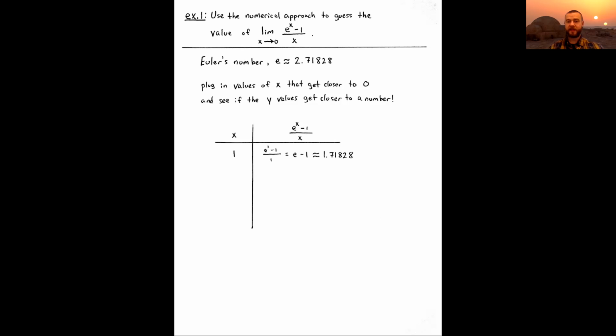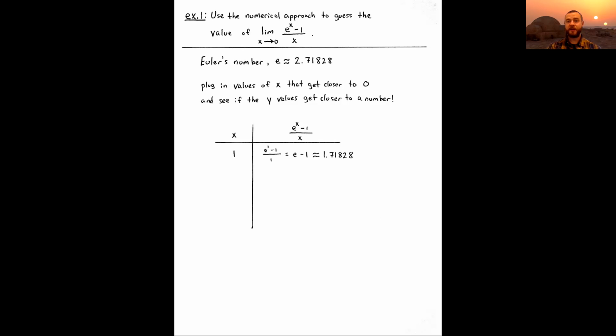So here, we get the exact function value, or output, e minus 1, and we can just easily approximate that, provided you know a decimal representation for e, about 2.71828, and just subtract 1 from that. This is about 1.71828.